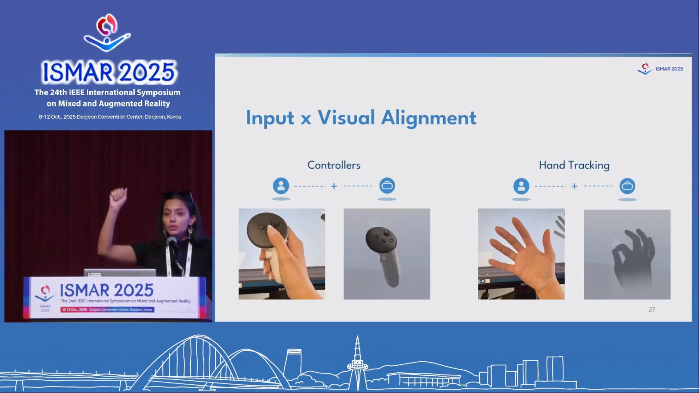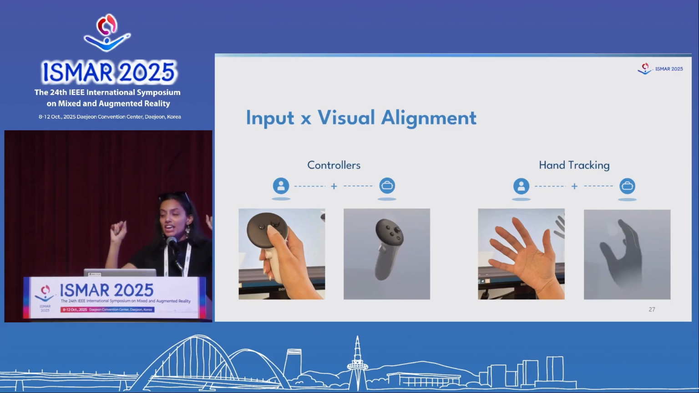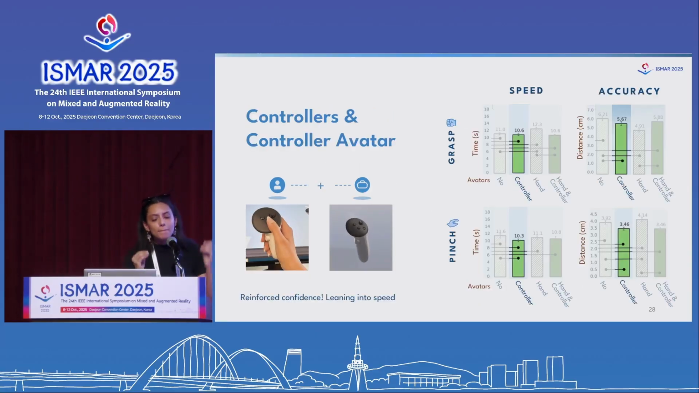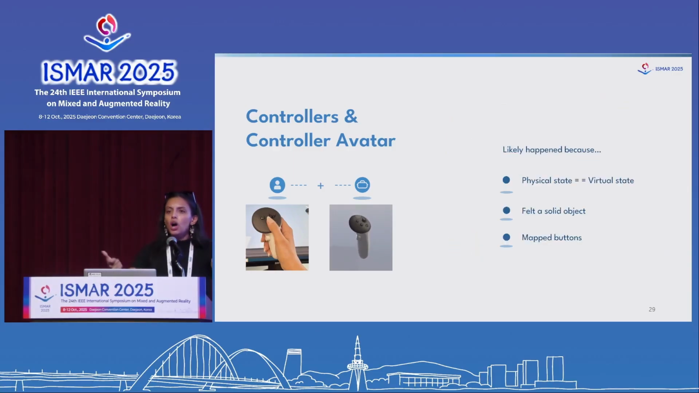Well, if you're holding controllers physically, inside the VR, you'll be able to see the controller avatars. So a matching avatar, same with hand tracking. If you have hand tracking in VR, you'll see hand avatars. For controllers, a matching avatar reinforced the confidence that participants felt. It drove them to move even faster, but of course that came at a greater cost of accuracy. We believe this happens because they have a solid object in their hand that they're gripping onto. It brought stability, and their physical state matched their virtual state. And also they were able to map out the buttons and feel it, which really helps someone that's not used to controllers.